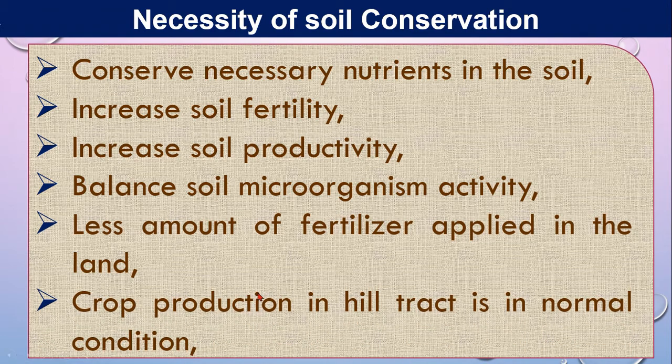Crop production in hill tracts is in normal condition. That means if we apply this conservation, then in the hill tracts area production will be normal.